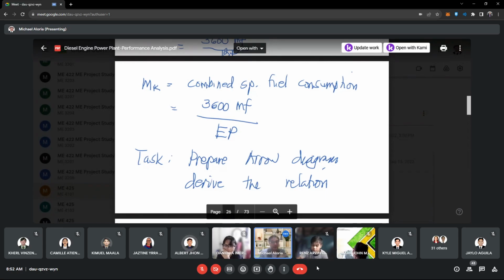Share your screen later and then discuss. So you first draw the arrow diagram indicating the given parameter. So what is the parameter or indicator? Specific fuel consumption. So that is what I should see in the arrow diagram.